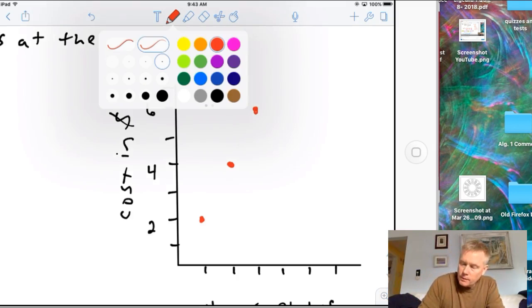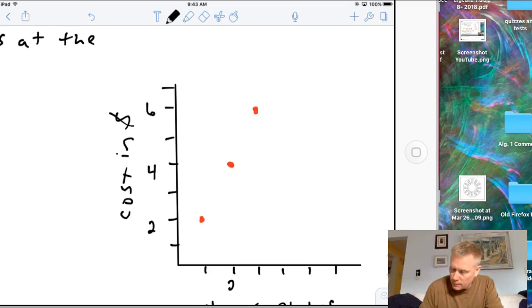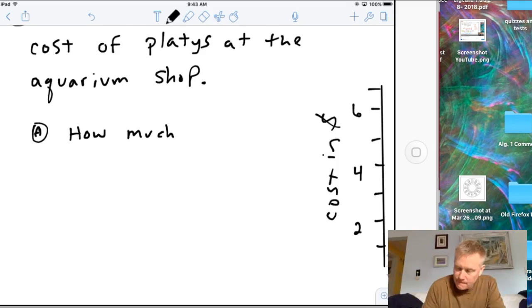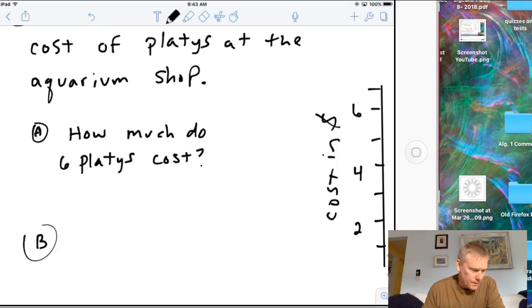I forgot to mark these. 2, 4, 6. Okay, now let's do some questions. Number 1. Actually, I should make that A. Part A. How much do 6 platies cost? B. How much do 10 platies cost?